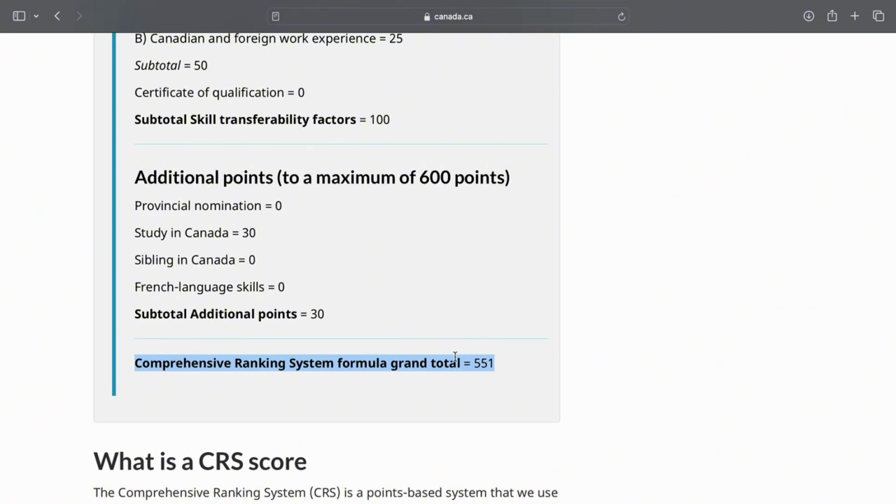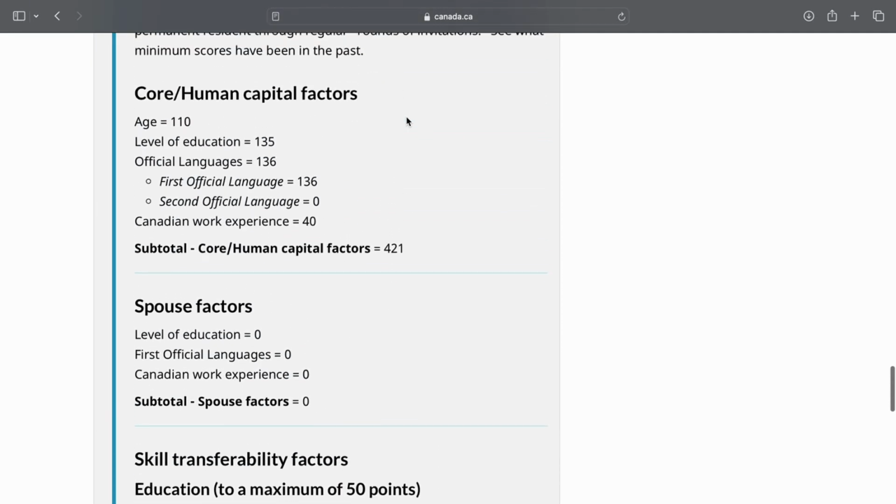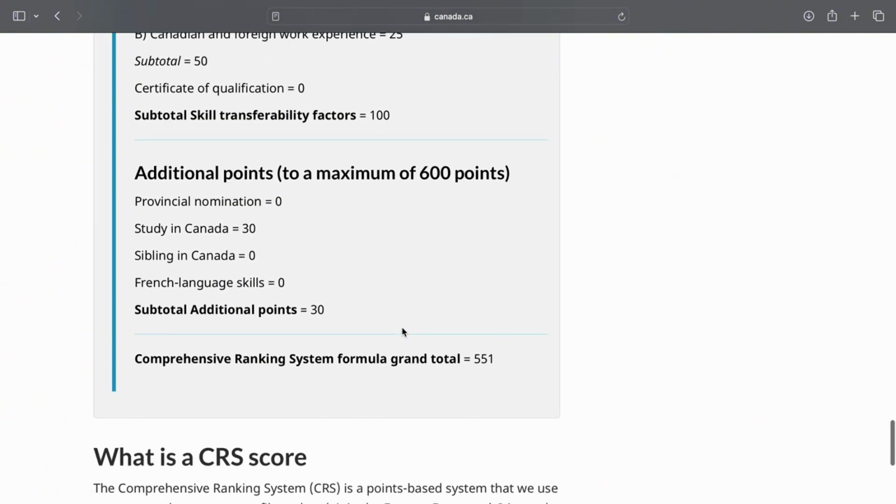And like you can see, every single answer you input either adds points, removes points, or gives you 0. So accuracy really matters when you're filling this. Okay, guys, so that's exactly how the CRS calculator works step by step. And so before you stress about draw scores, just make sure all the inputs are accurate.